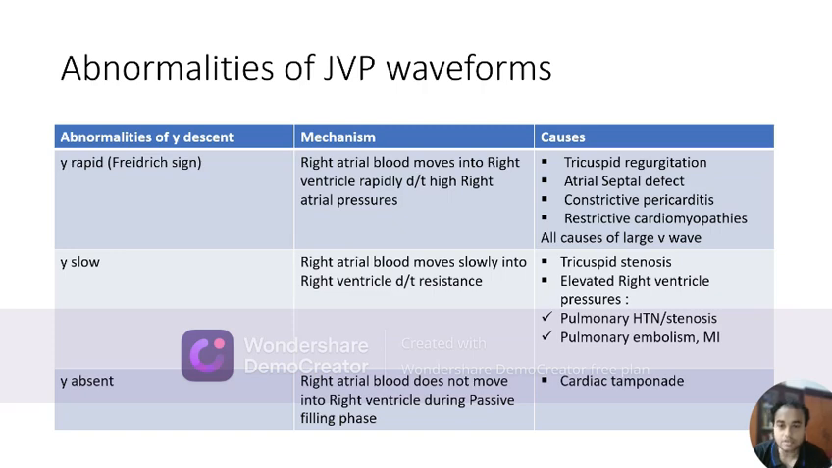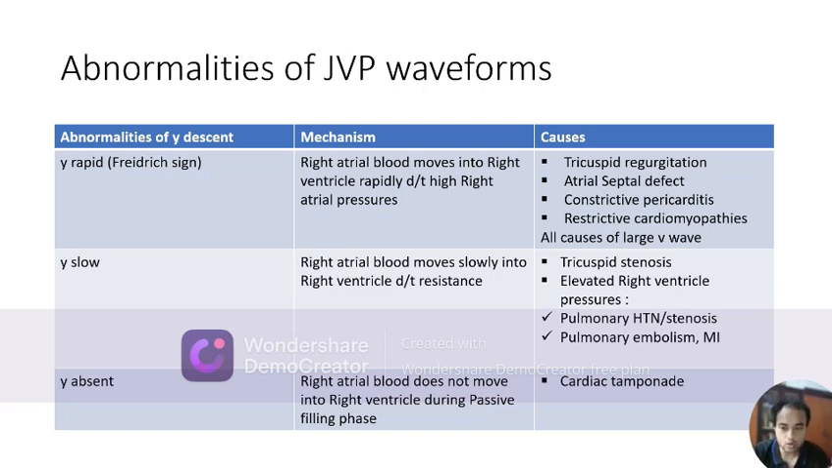The Y descent can be rapid, which is called the Friedreich sign, and this happens because the right atrial blood moves into the right ventricle rapidly due to high right atrial pressures. This can happen in tricuspid regurgitation and atrial septal defect, in which the right atrial pressure increases due to increased blood filling, or in pericarditis or restrictive cardiomyopathies, in which the compliance of the right atrium decreases, resulting in higher right atrial pressures. You must have noticed that all of these causes are also etiologies where the V wave produced is large.